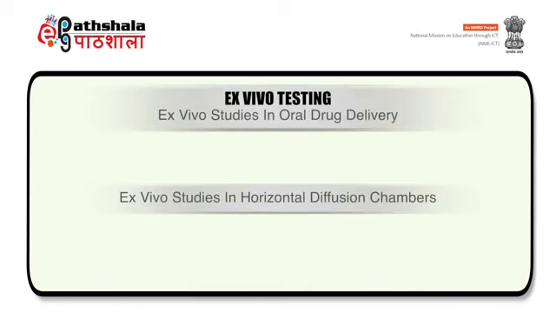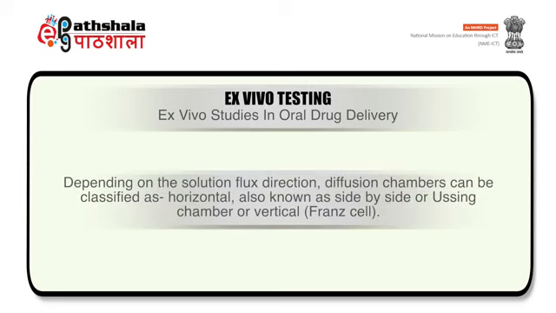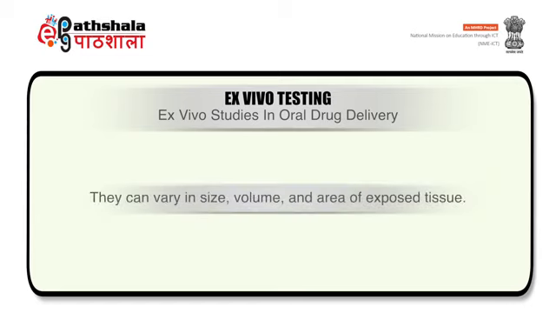Ex vivo studies in horizontal diffusion chambers. The drug permeability studies across ex vivo intestinal tissues are generally performed in diffusion chambers. Depending on the solution flux direction, diffusion chambers can be classified as horizontal, also known as side-by-side or Ussing chambers, or vertical, called Franz cells. The Ussing chamber technique was initially developed to study transepithelial transport across frog skin, but is now widely used to evaluate intestinal drug permeability. They can vary in size, volume and area of exposed tissue.